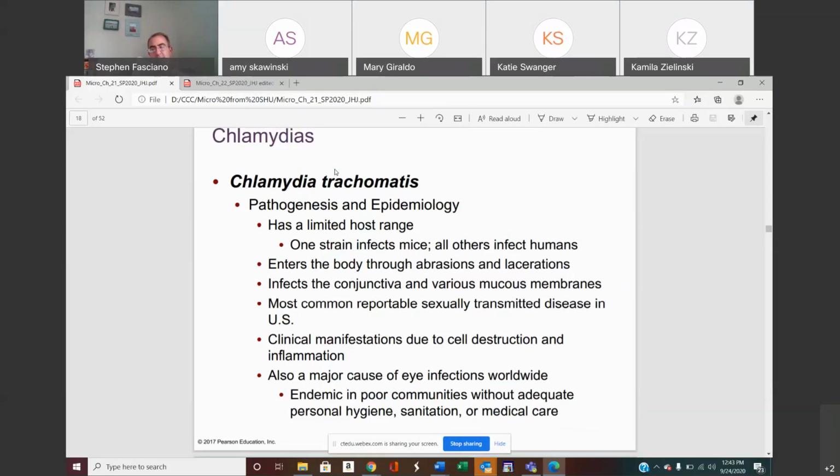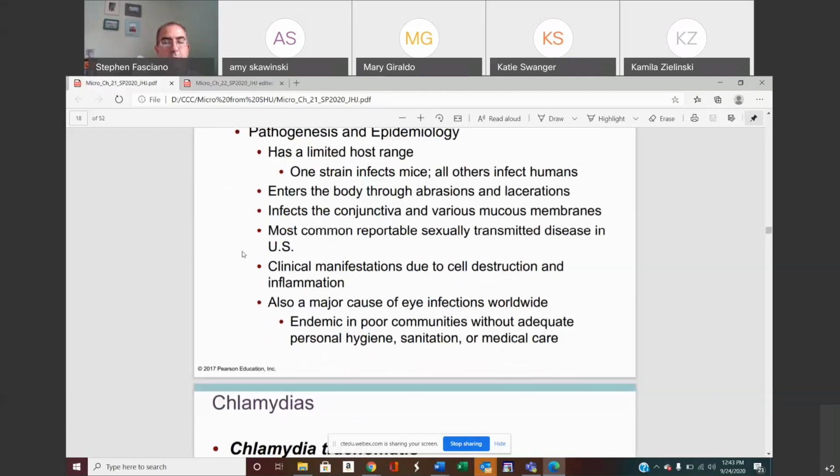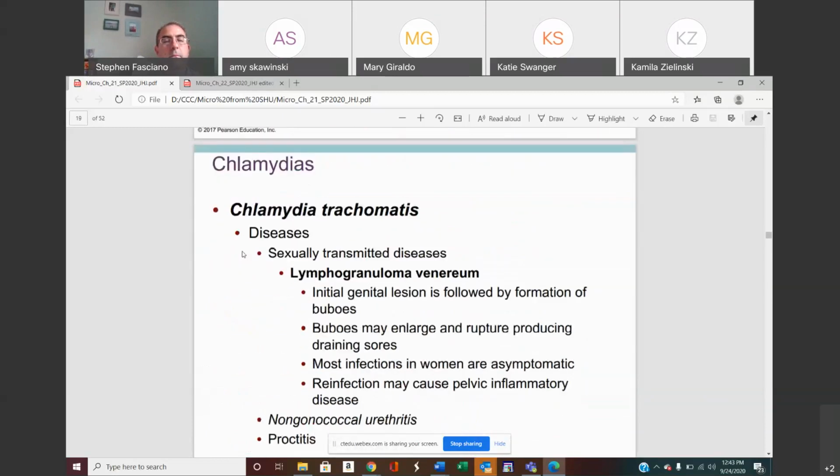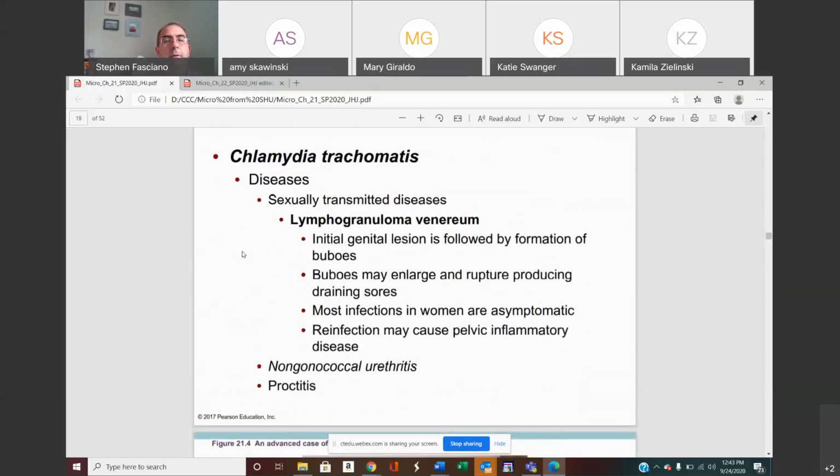It's endemic in poor communities without adequate personal hygiene. So it's one of the things they worry about, that being passed from a mother to a child during childbirth. Right? It is a sexually transmitted disease, chlamydia trachomatis.